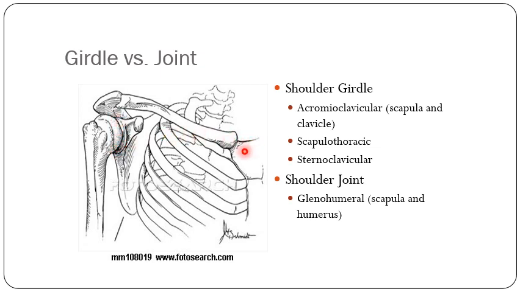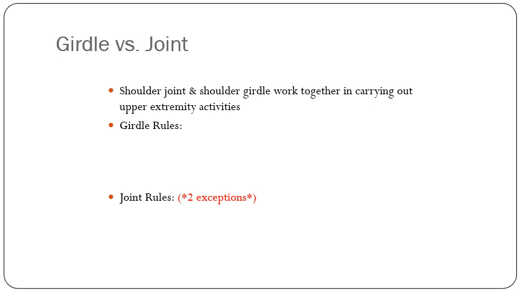The shoulder girdle encompasses this entire region here, following along the sternum, clavicle, scapula, and then obviously that articulation with the rib cage. But now we're going to be looking at the shoulder joint itself. Okay, so the shoulder girdle versus the joint.